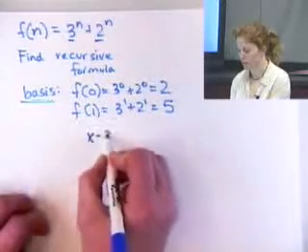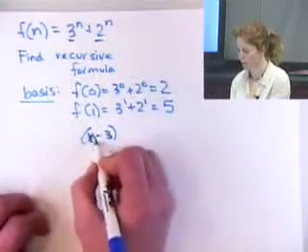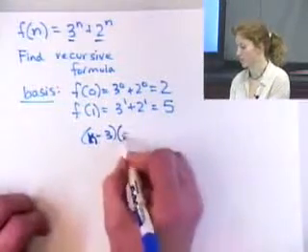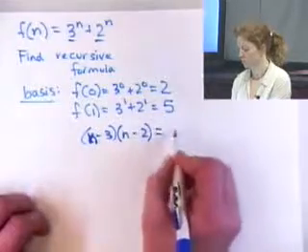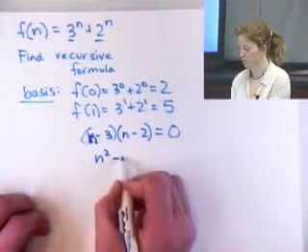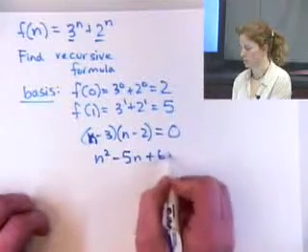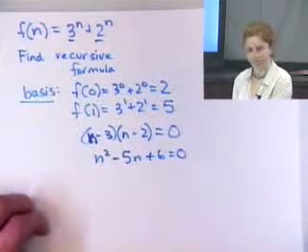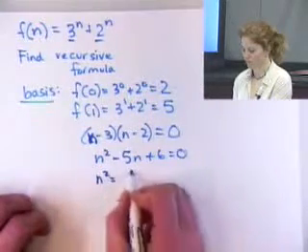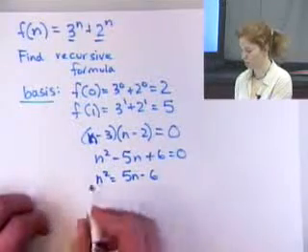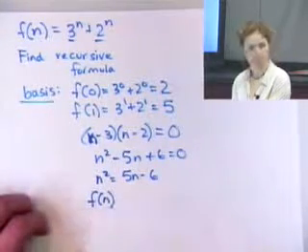So it must have been x minus 3 times x minus 2 equals 0. So if I multiply that out, I get x squared minus 5x plus 6 equals 0. And then I solve for x squared. And this must have been f of n, right?